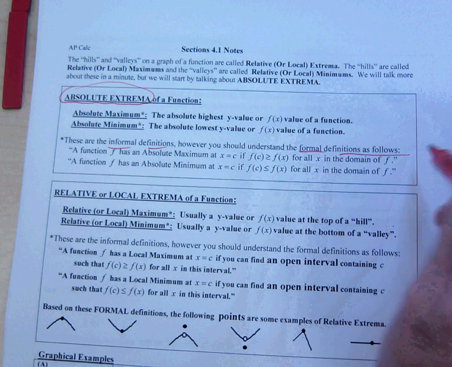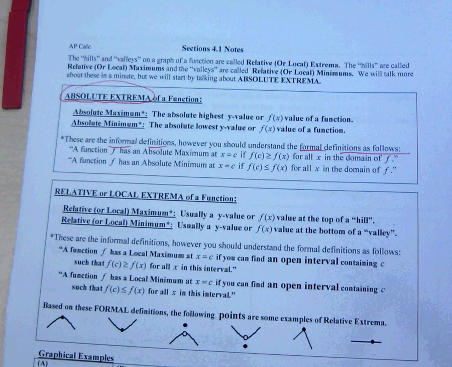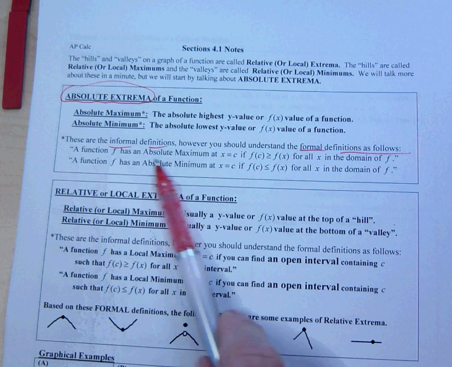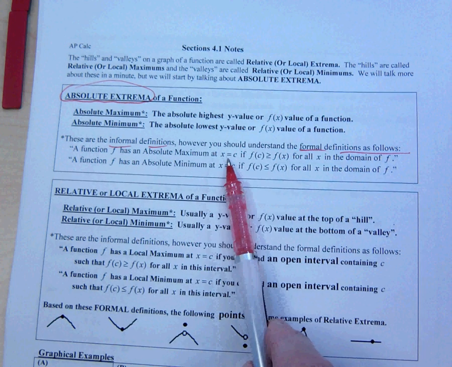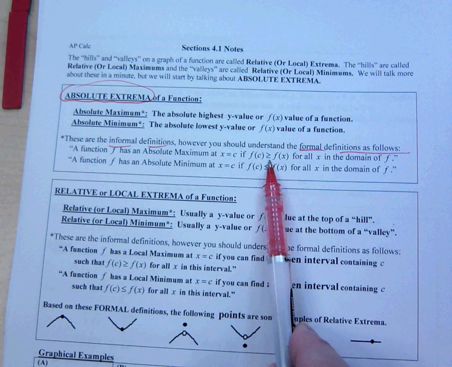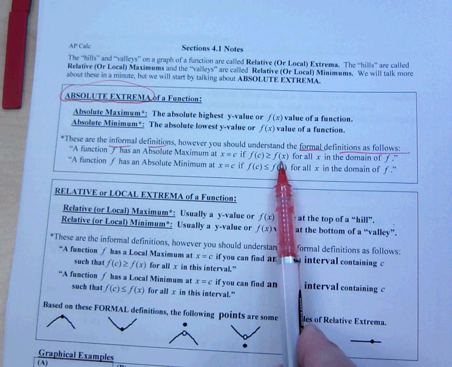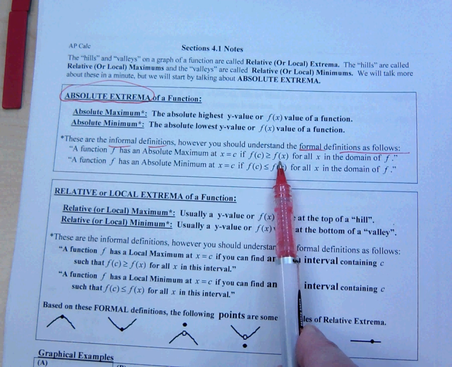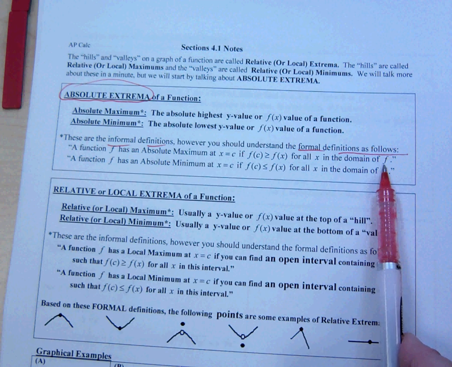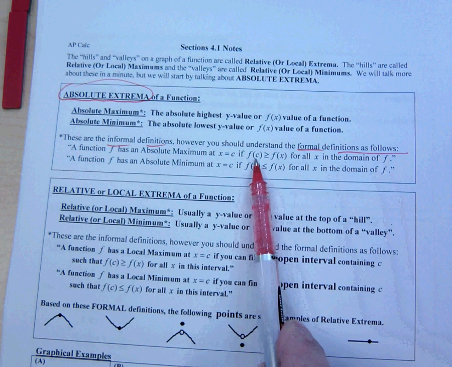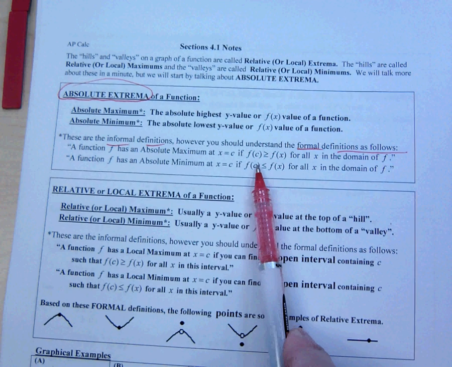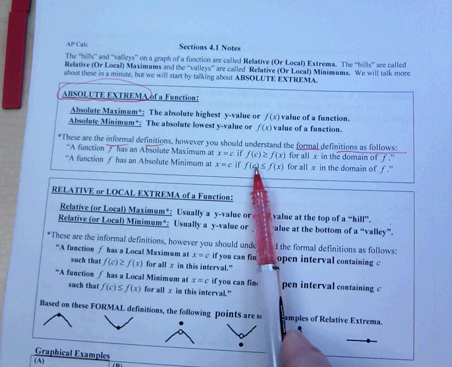Ready? When you open up your book, this is how it's going to explain it. A function f has an absolute maximum at x equals c if f of c is greater than or equal to all other y values or f of x values for all x in the domain of f. All that's saying is the y value at c is greater than or equal to all other y values. Wouldn't that make sense? That would make it the maximum value, right?